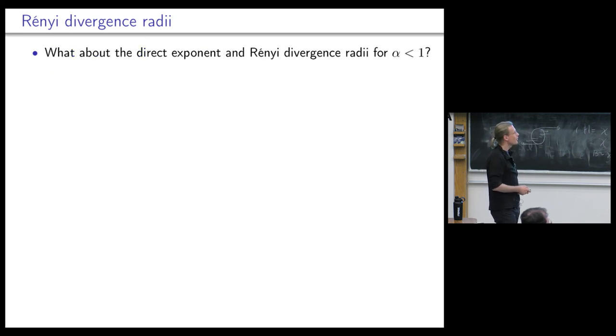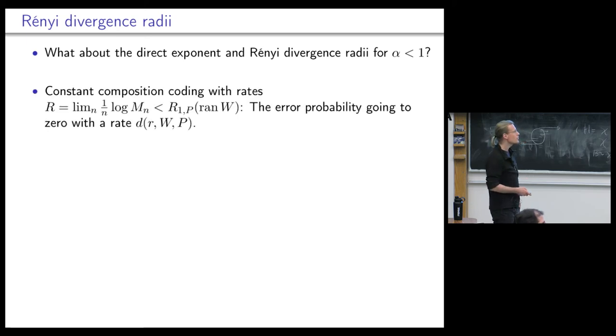Okay, so another question is, what about the direct exponent for classical quantum channel coding and the Rényi divergence radii for alpha smaller than one? And this is a notoriously difficult question. This is called the error exponent for channel coding, and this is unsolved even in the classical case. Okay. Well, okay, there are a lot of open questions around this problem. But what is true is that if you are coding with a rate below the capacity, then the error probability goes to zero, at least exponentially fast.